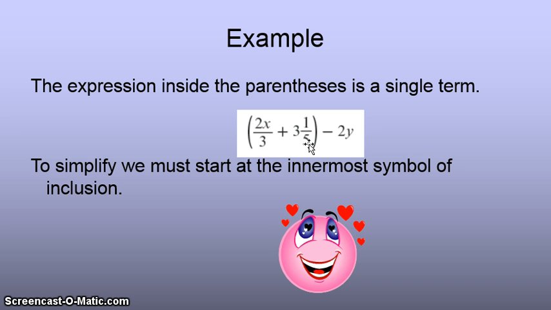When we simplify expressions, we always start at the innermost symbol of inclusion and work our way out. And all symbols of inclusion are counted as part of that parentheses part of our order of operations.